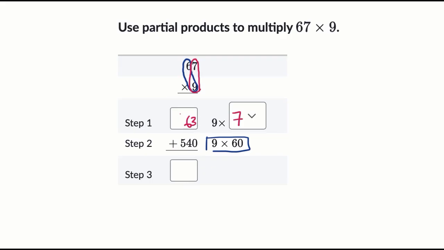And so let's add all of this together. 3 plus 0 is 3. 6 plus 4 is 10. We can write a 0 there and regroup that 1. And then 100 plus 500 is 600. So that is 603. Or you might recognize 540 plus 63. 540 plus 60 is 600. Plus another 3 is 603. And we're done.